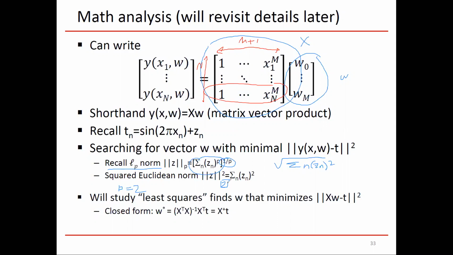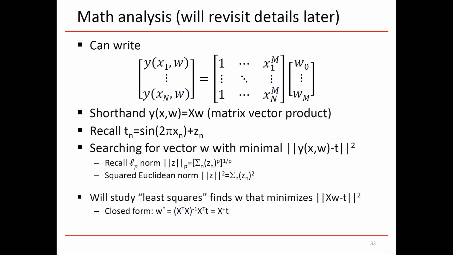We're going to study later in the course, in a few weeks, the least squares technique, and it finds the w that minimizes this squared Euclidean norm between Xw and t. In closed form, the optimal w, denoted by w star, is X transpose multiplied by X, all of that inverted, multiplied by X transpose times t. This entire matrix, which I'll now go back to the red color to mark, is denoted by X superscript plus.